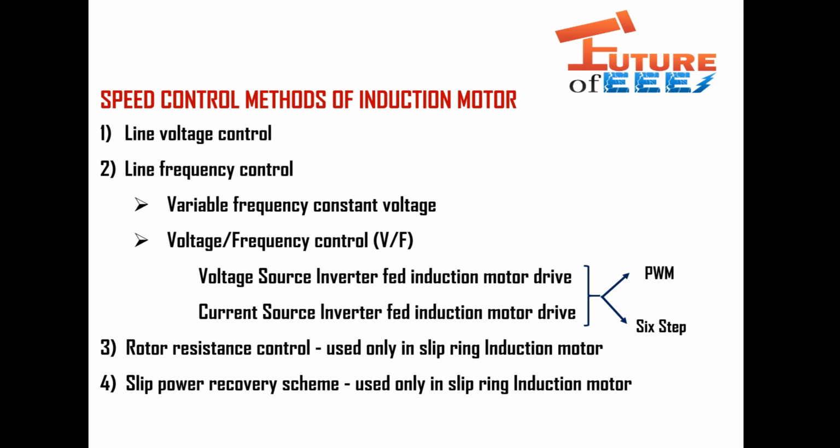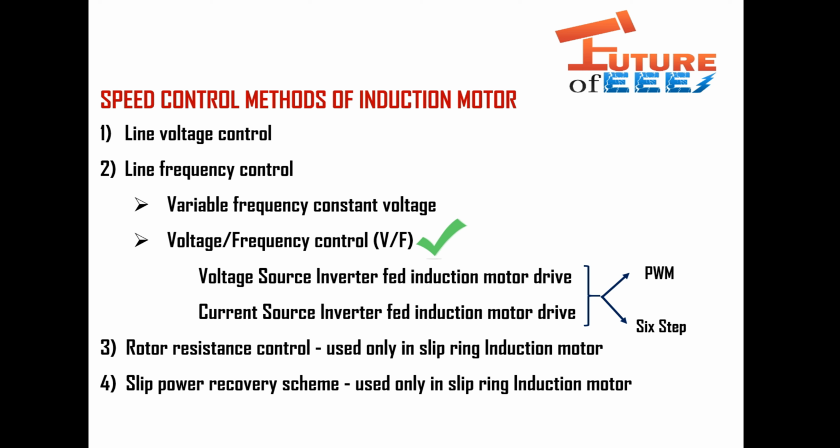I am Siddharthan. We are discussing the speed control methods of the three-phase induction motor. In the previous video, we discussed the V/F control method. Here, to vary the speed and to get the constant rated magnetic flux and hence the maximum available torque, we vary the magnitude of voltage and the frequency. We have also seen the PWM and 6-step voltage source inverter fed induction motor drive.